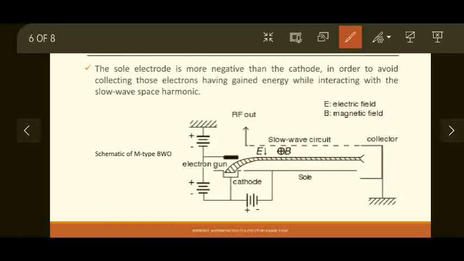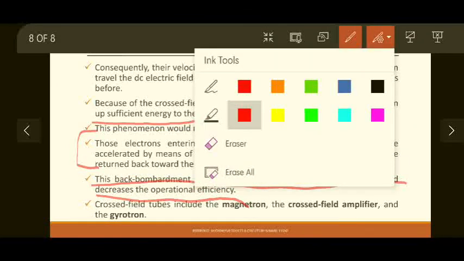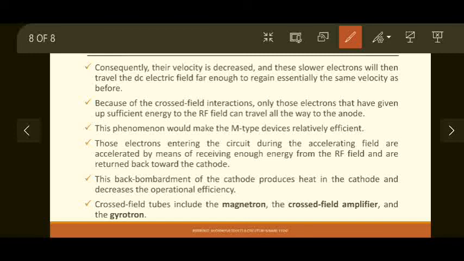So I repeat, those electrons which have gained the energy will travel back towards the cathode because of the RF field present, which is created because of the microwave input, and since they are traveling back towards the cathode, it will generate oscillations. This back bombardment of the cathode produces heat in the cathode and decreases operational efficiency. So that is a little drawback of this particular type of tube, that it heats up the cathode and loses operational efficiency.